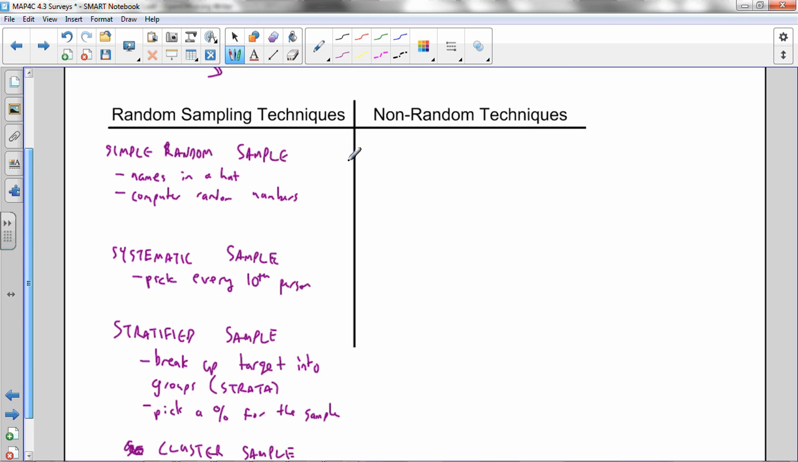Non-random samples. A census isn't random, and a census is exactly what this is: you survey everybody, and it's very expensive to survey everyone. Even for us on our music survey, we'd have to photocopy 900 pieces of paper.